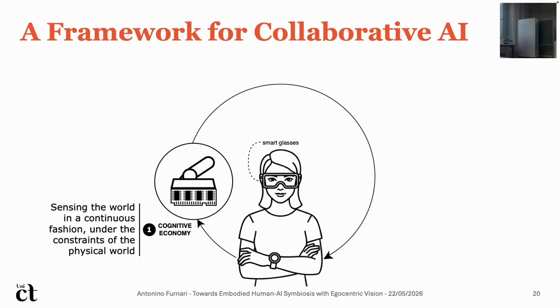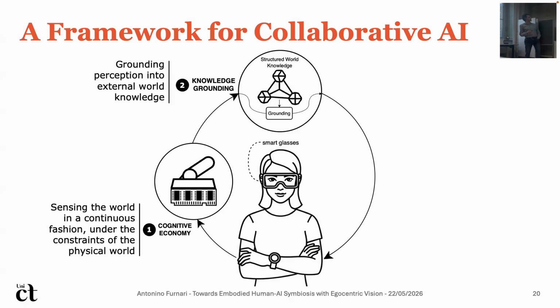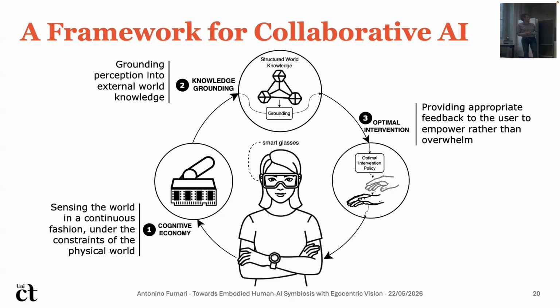So I think the first challenge is to sense the world in a way that is more coherent with an agent that has to live in the physical world and in an always-on setting. And this is what I call cognitive economy. Then we need to be able to ground perception into external knowledge. We cannot just assume that the model will contain all the knowledge of the world. And then we need to understand how to assist the user, how to intervene optimally in the life of the user to empower them rather than overwhelm them.